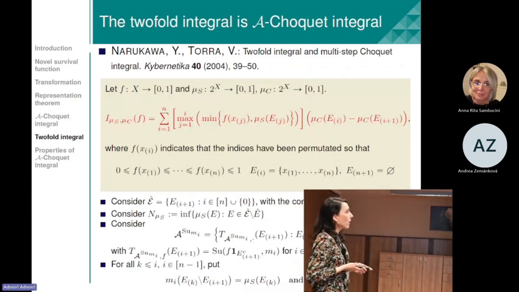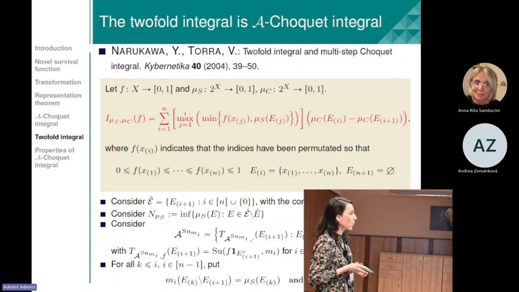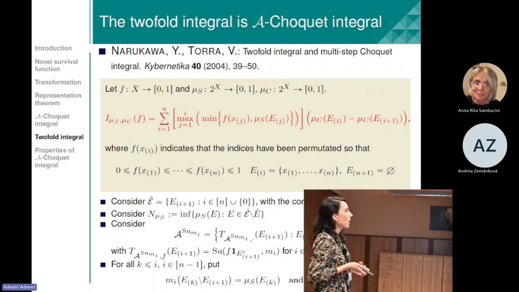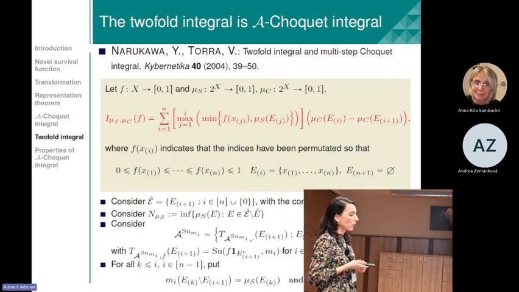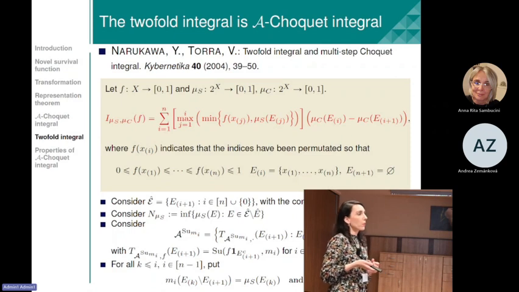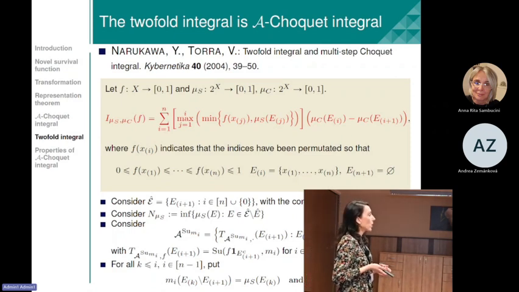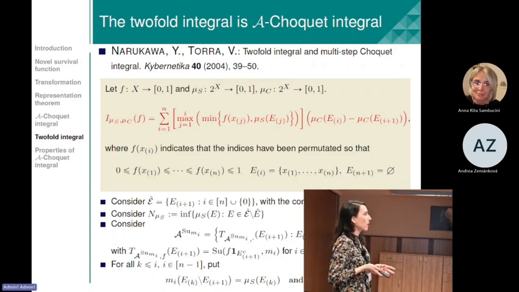An example of the generalized Choquet integral, well known from the literature, is also the twofold integral. It was introduced by Narukawa and Torra. The authors took two pairs of operations, sum and product used in the Choquet integral, and minimum and maximum used in the Sugeno integral, and two different measures, mu c and mu s. We showed that this integral is a case of the generalized Choquet integral.